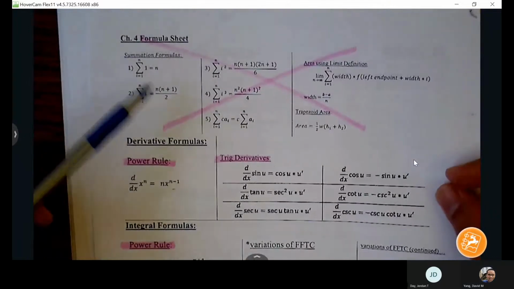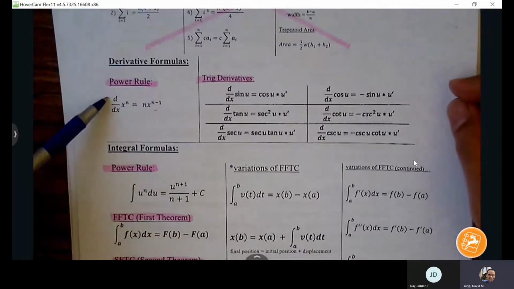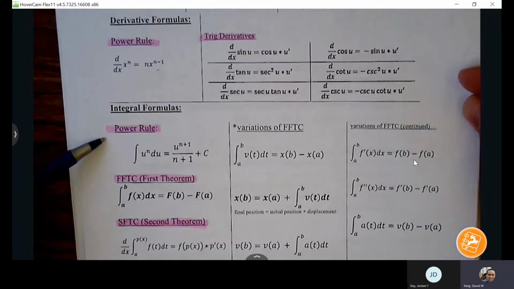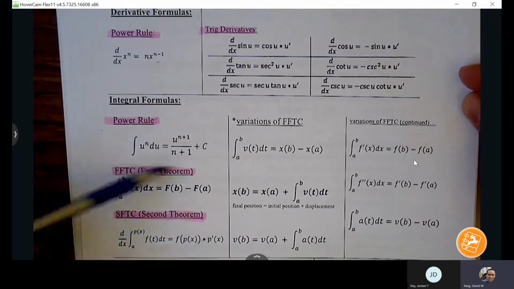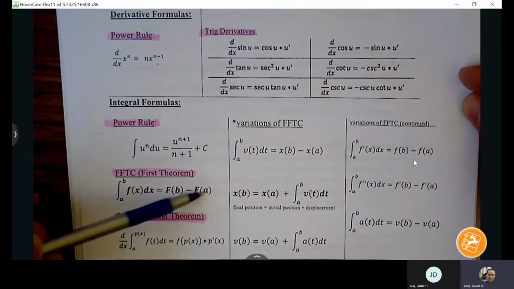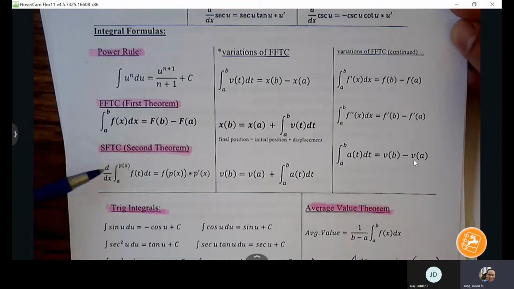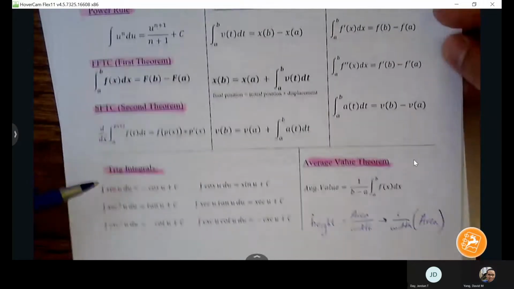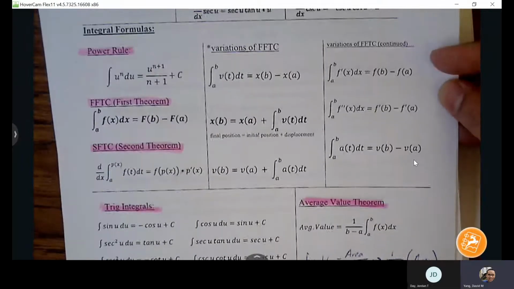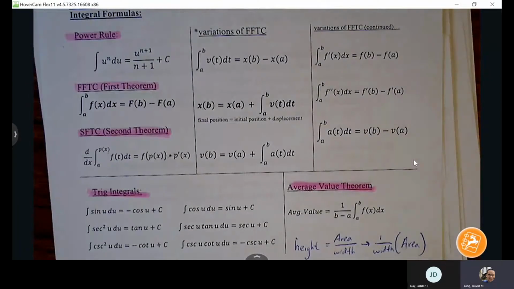Okay, so again, the formulas you're responsible for knowing: power rule for derivatives, trig derivatives, power rule for integrals. First theorem, all this is saying is just take the antiderivative and then plug in the bounds. Second theorem, trig integrals, and average value theorem. Okay, we need to make sure we know those formulas there.